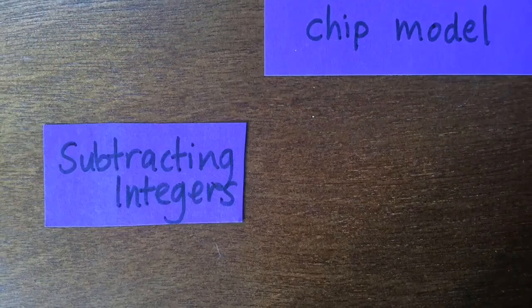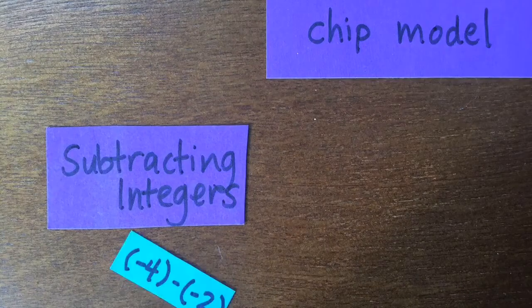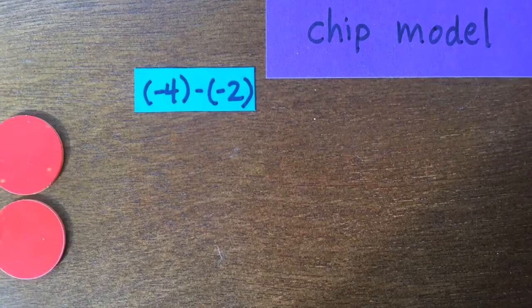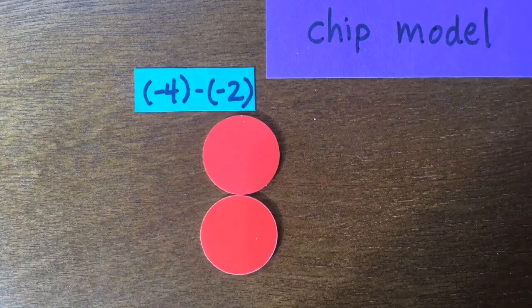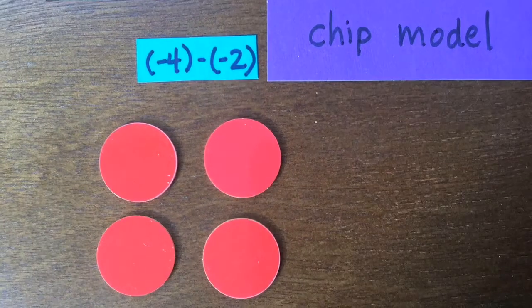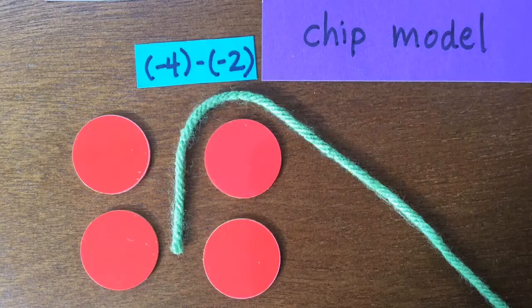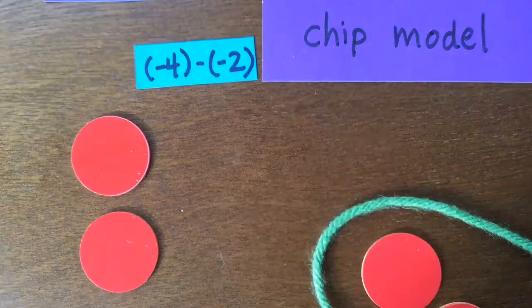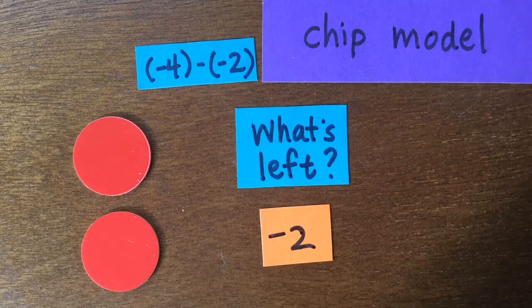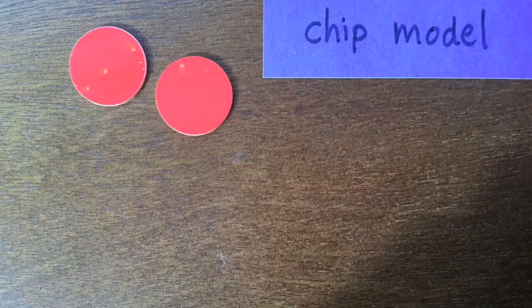We can also use integer chips to model integer subtraction. Remember, subtracting is just taking away. So if we have negative 4 minus negative 2, start by building your first number, negative 4 red chips, and we're going to take away 2 negatives. So 2 red chips are going to be taken away from our drawing. What's left? That's the answer, negative 2. Negative 4 minus negative 2 is negative 2.